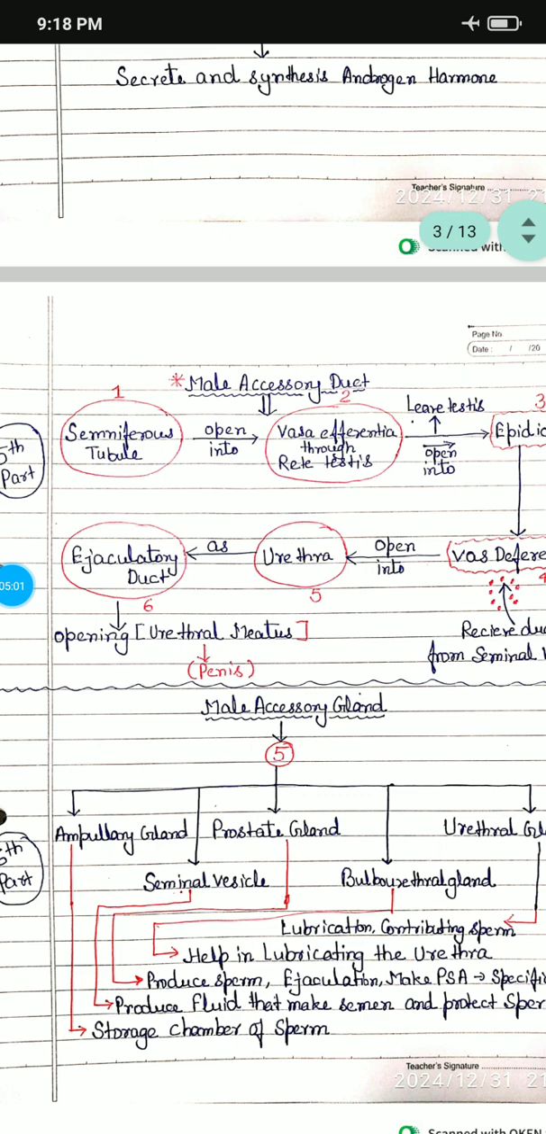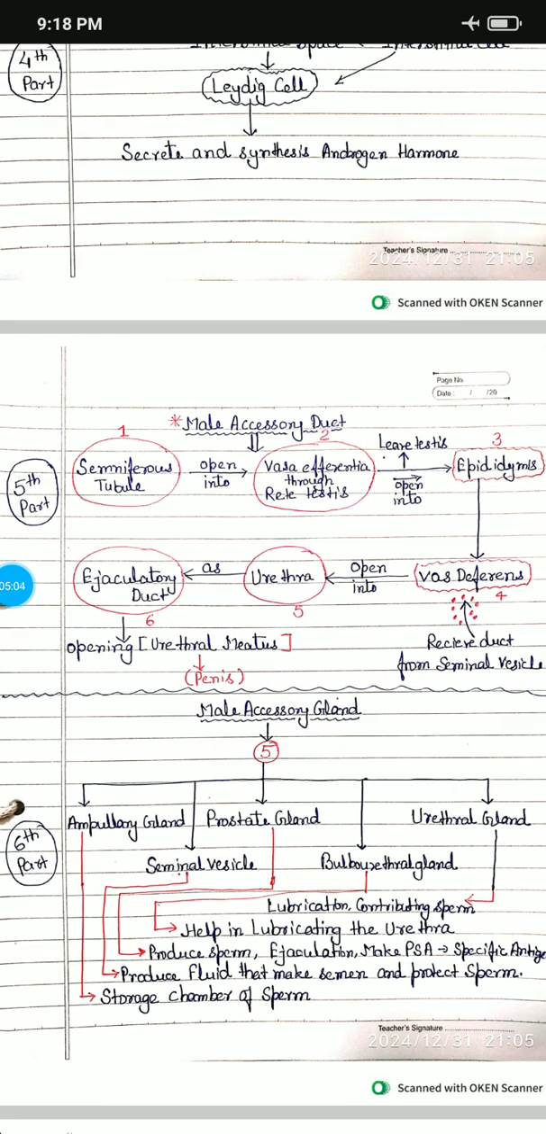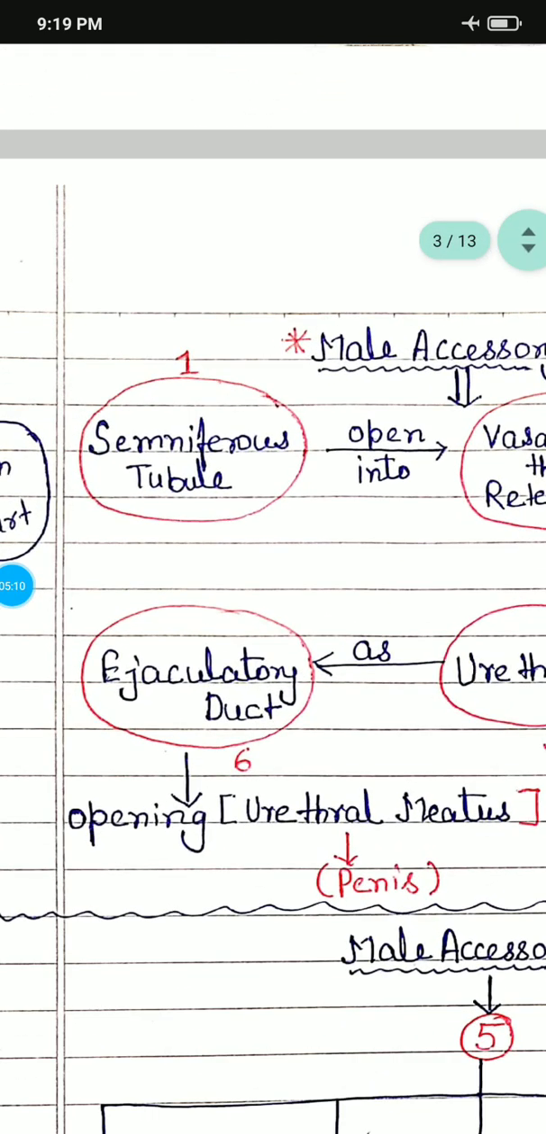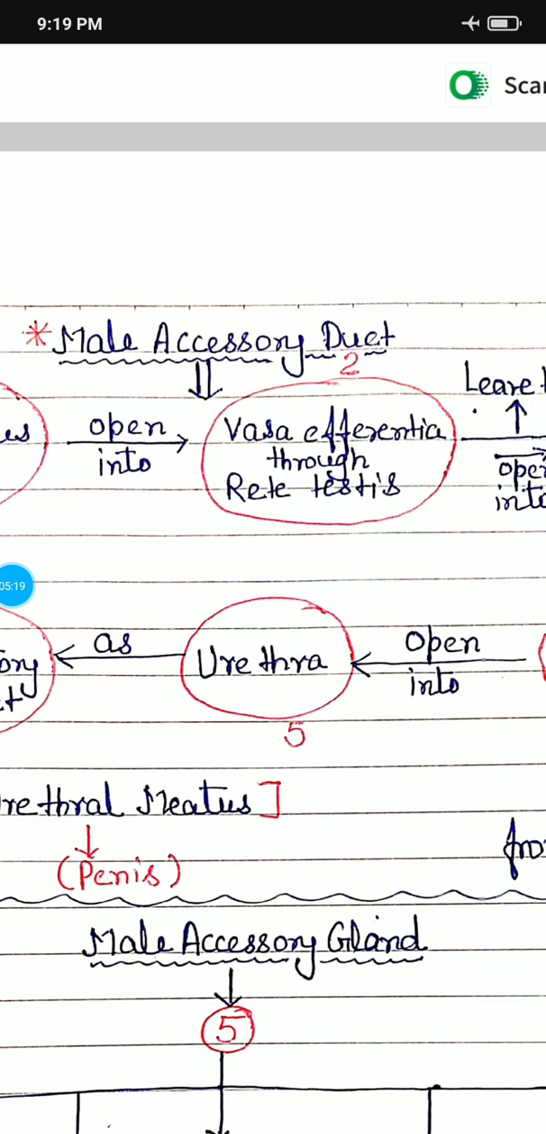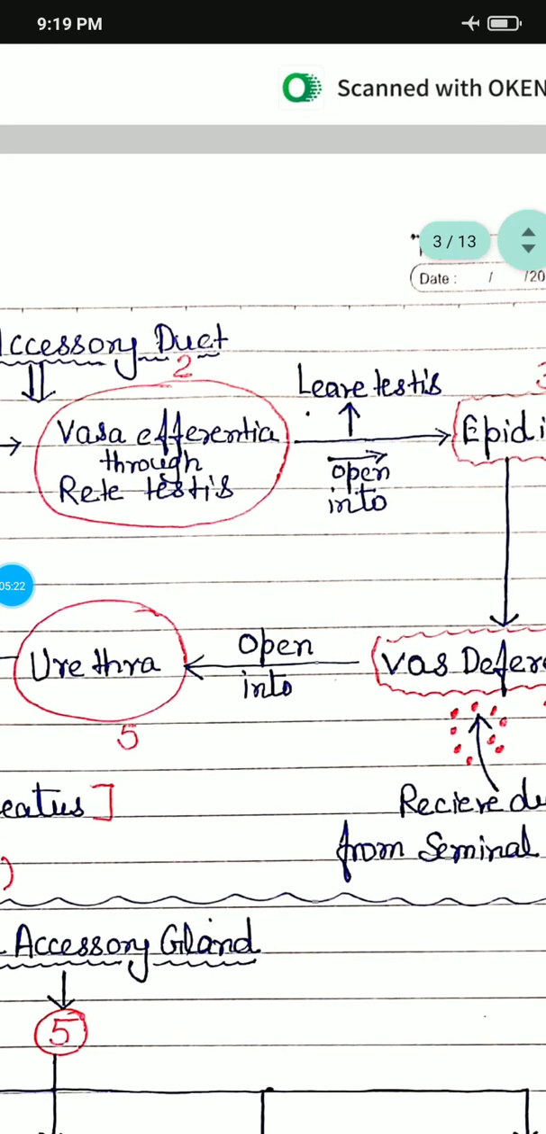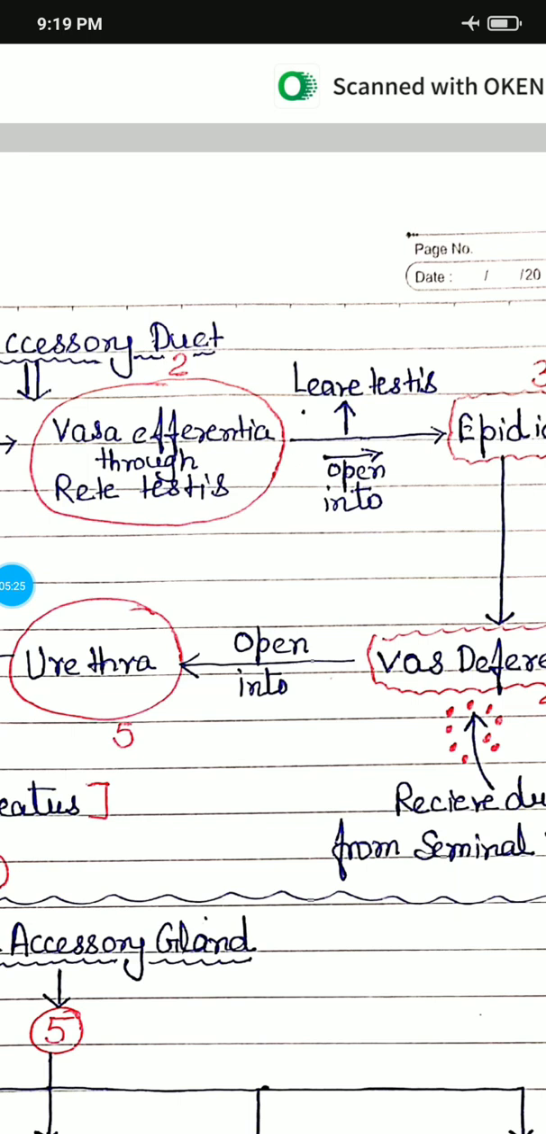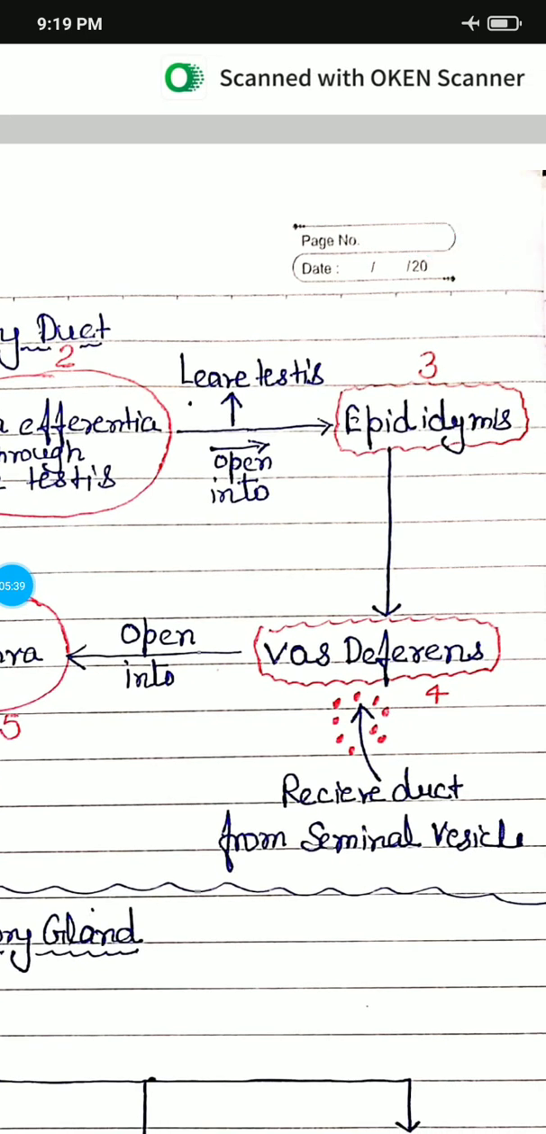Now the next part is the male accessory ducts. I will make it very clear and easy so that you can understand. Whenever the seminiferous tubule secretes the sperm, it opens and goes to the rete testis and then to the vasa efferentia. When it reaches and leaves the vasa efferentia, it leaves the testis also. So the question arises, from where do the sperm leave the testis? The vasa efferentia. Now the vasa efferentia opens into the epididymis, and the epididymis transfers the sperm to the vas deferens.